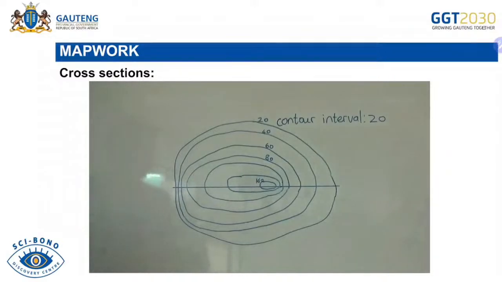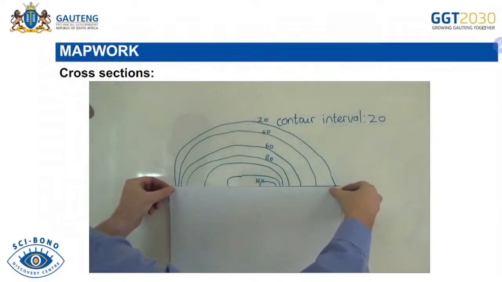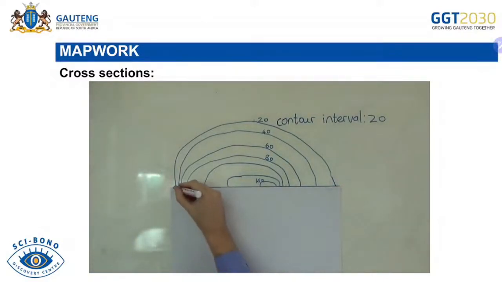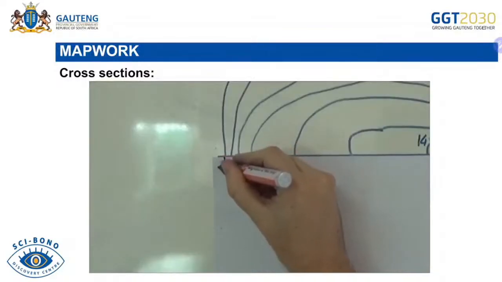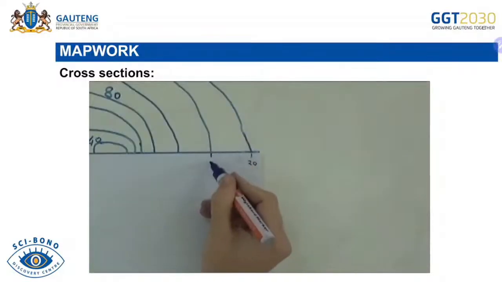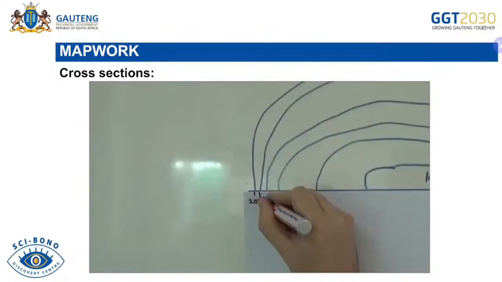Now, what I'm going to do first is to put a piece of paper exactly on this line over here. We know that this line is 20 meters above sea level. So here's where we're going to write 20. And let's do the same on the other side. Okay, then we move to the next line. We know the interval is 20, so we write 40. These ones are quite close, so I'm going to draw this line down. And then the next one we know is 60.